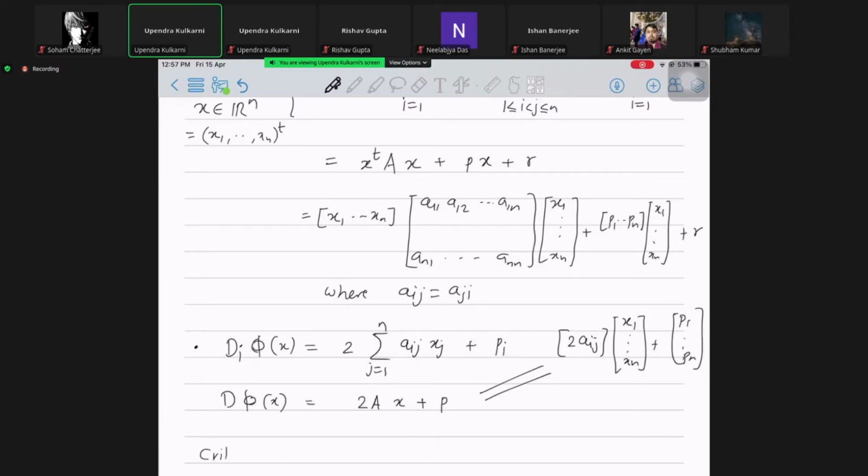So critical points: x such that 2ax plus p is equal to 0, right? That means I need to solve a linear equation, 2a times x equals minus p. How many solutions does such a thing have?